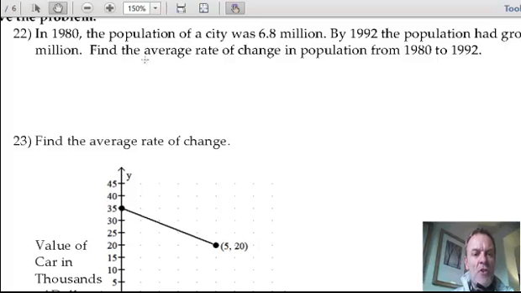Okay, average rate of change questions. Here we go, average rate of change. Now this is just like doing slopes of straight lines. So if you think about slope as rise over run, the change of y, the difference in y over the difference in x, then we can look at it like this.